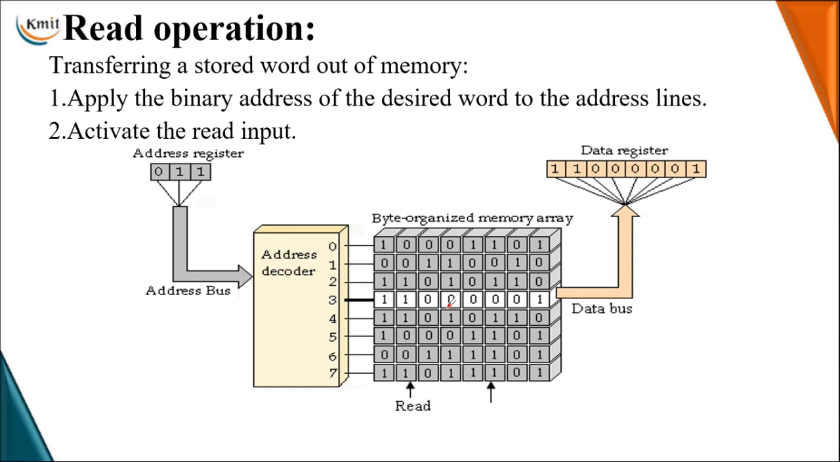When we select the third location, by enabling the control input read signal, the 8-bit data I have will travel through the data bus and be loaded into the data register. From this data register you can process the data or transfer it to the output devices. So this is our read operation, which can be performed in a random access memory.